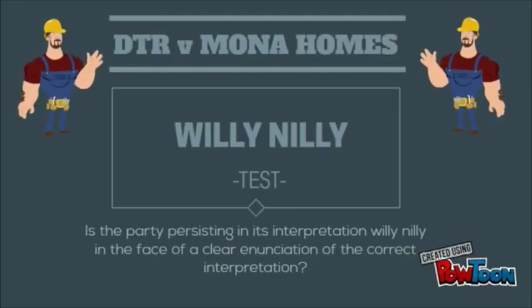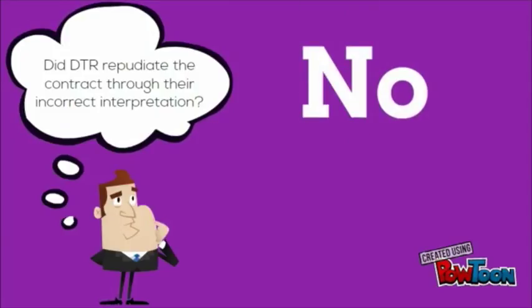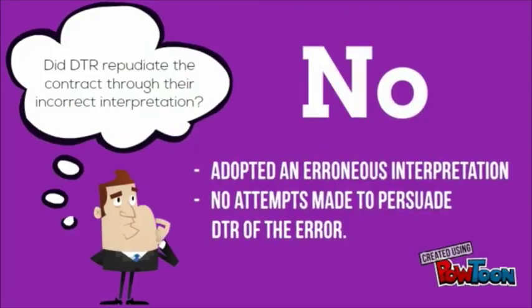In the case of DTR and Mona Holmes, there was a contract for a subdivision for all 35 lots. The vendor, however, only believed they were obliged to lodge a plan of subdivision for the 9 lots that had actually been sold. Do you think DTR repudiated the contract through their incorrect interpretation? Yes or no? The correct answer is no. Here, there was no repudiation as DTR were not persisting willy-nilly. However, it is important to note that erroneous interpretation is only a defence to repudiation, not for any other breach.